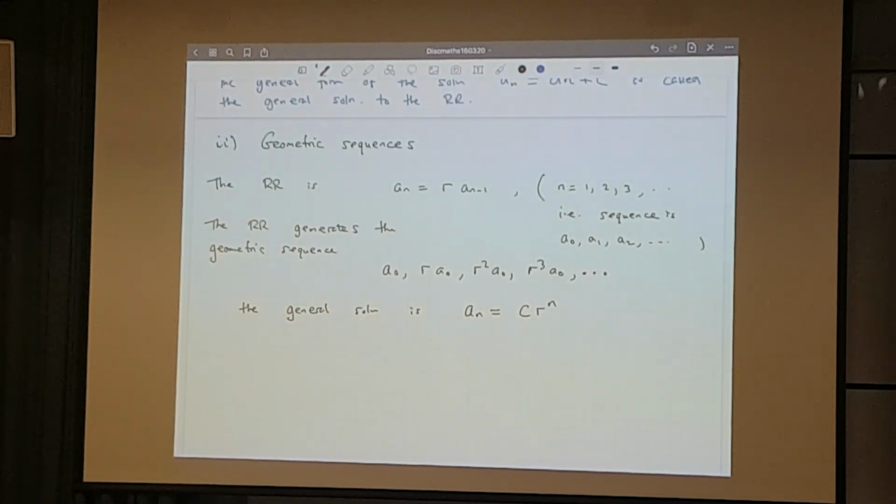Okay? And by setting n equal to 0, we see that that constant is just going to be the initial value a_0. So a_0 is equal to C. So a_0 is the initial condition, and that fixes the constant in the general solution, just like a differential equation. Anybody got any questions?